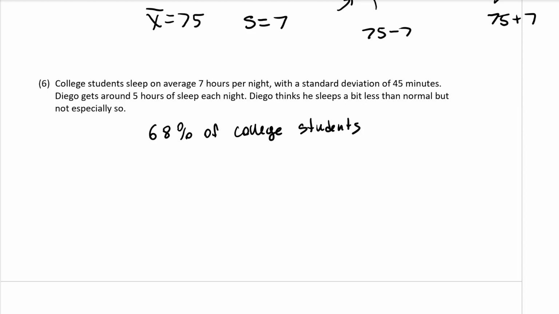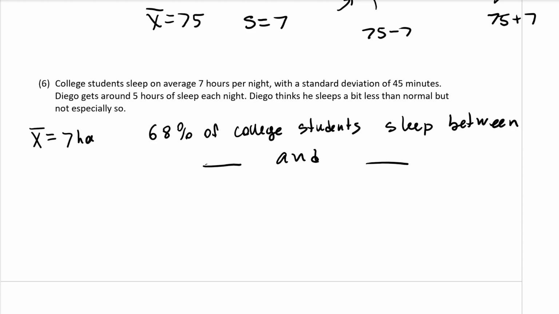So 68% of college students sleep between... and I would like you to give me the two numbers. All right, first, the average is 7 hours and the standard deviation is 45 minutes, and I want you to write the answer using hours and minutes, okay? I'll give you a moment.